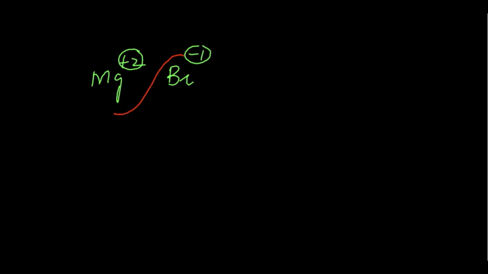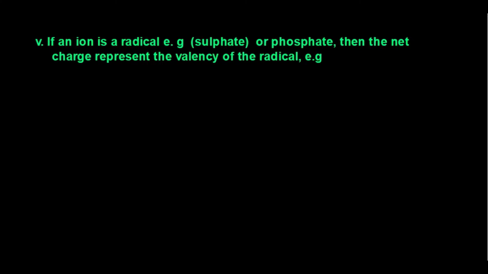The valency of bromide is written here, while the valency of magnesium is written here. So after that we will see what the chemical formula for magnesium bromide is. MgBr2. This is the chemical formula for magnesium bromide. I hope this is clear. Now we will see the next rule.